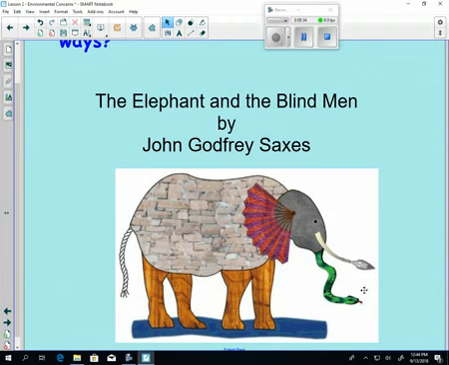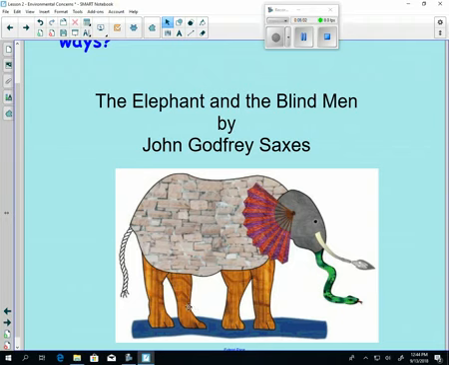The next guy was around the front, and he grabbed the tusk, and he rubbed his hand up and down, and he said, "Geez, that feels like a spear. It's ivory, it's smooth, sharp. That's a spear." Another guy was able to reach up and touch the ear. And you know, you've seen an elephant's ear. You can see it, but he couldn't. To him, it felt like a fan.